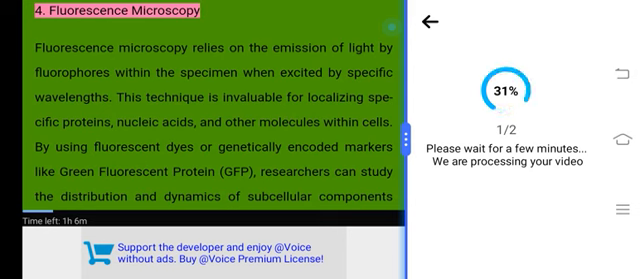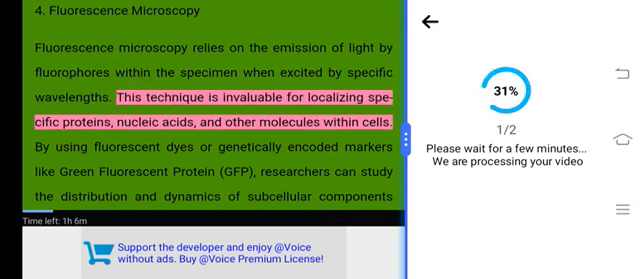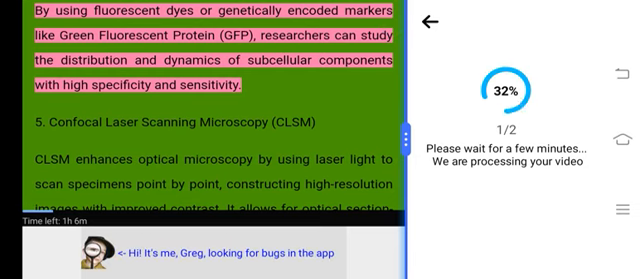4. Fluorescence microscopy. Fluorescence microscopy relies on the emission of light by fluorophores within the specimen when excited by specific wavelengths. It is invaluable for localizing specific proteins, nucleic acids, and other molecules within cells. By using fluorescent dyes or genetically encoded markers like green fluorescent protein, GFP, researchers can study the distribution and dynamics of subcellular components with high specificity and sensitivity.